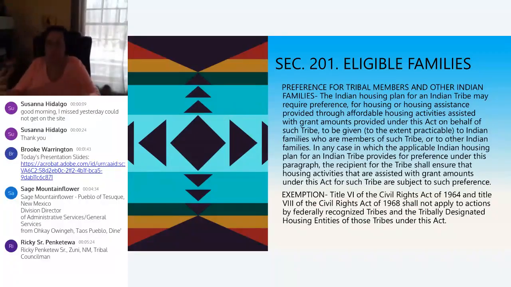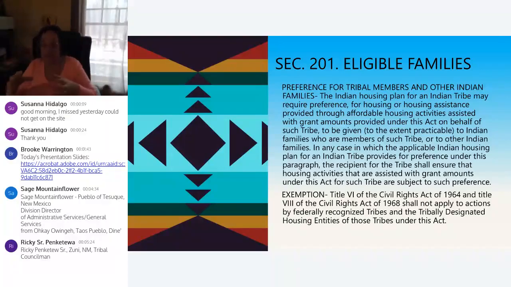So eligible families: preference for tribal members and other Indian families. Your Indian housing plan for the tribe can require a preference, okay? When you write your A&O policy, you can put your preferences in there, okay? For housing or housing assistance provided through affordable housing activities assisted with grant amounts under the Act. So this is coming straight from the statute. To be given to the extent practicable to Indian families who are members of such tribe or other Indian families.